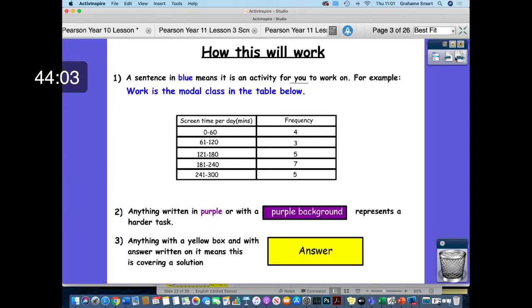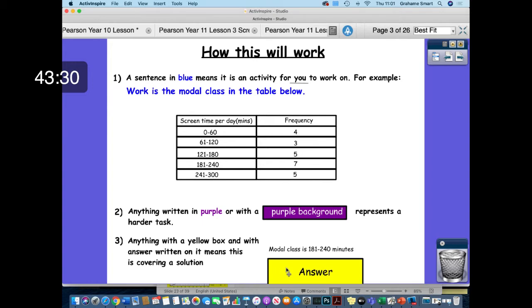So how does it work? Anything in blue is basically something for you to have a go at. So for instance, in this example here, work out the modal class in the table below. Anything with a purple background is something a little bit harder, and anything with a yellow box covered with answer is a solution. So for instance here I'm saying work out the modal class. And you can see here 7 is in the class 181 to 240 minutes. So the answer would be the modal class is 181 to 240 minutes, and that was hidden under that yellow box. That's how it's going to work.